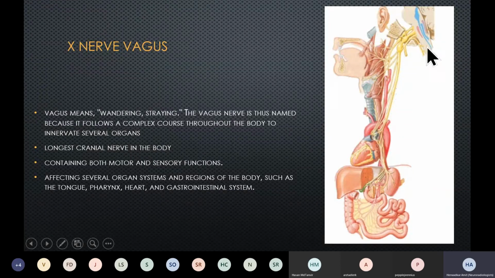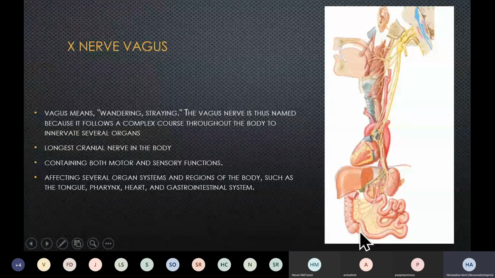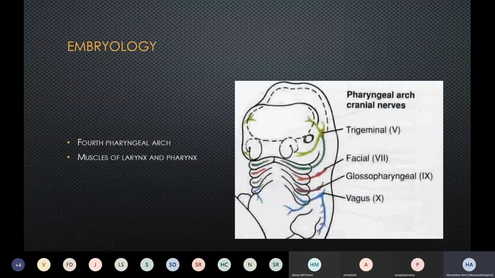Of course, it is the longest cranial nerve. If it has to start from there and has to end up here, it's a very long nerve. It contains both motor and sensory functions, and it controls a lot of vital visceral functions. It's a fourth arch derivative, and because of that, it's going to be controlling mainly the muscles of larynx and pharynx.